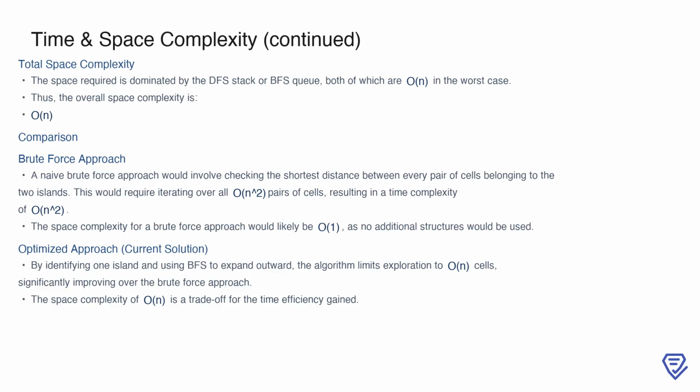Now let's compare this optimized approach to a brute force method. A naive solution would involve calculating the shortest distance between every pair of cells belonging to the two islands. This results in a time complexity of O(n²), as it involves checking all possible pairs of cells. However, this brute force approach has a very low space complexity of O(1), since no additional data structures are used. In contrast, our optimized approach achieves a significant improvement in time complexity, reducing it to O(n), while the space complexity increases slightly to O(n), due to the use of the DFS stack and BFS queue. This trade-off is worthwhile for the substantial gains in efficiency.